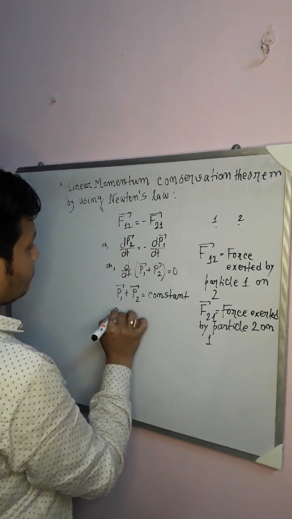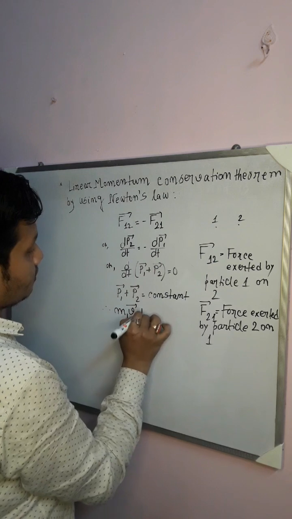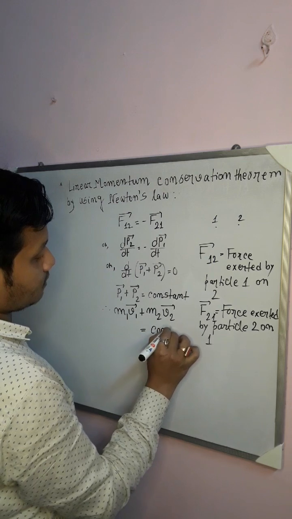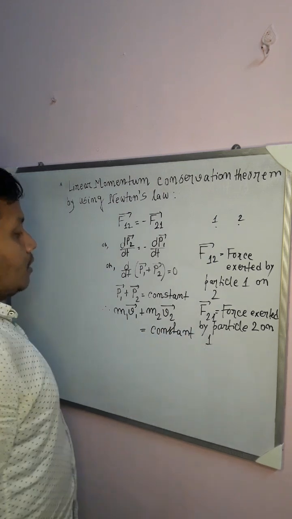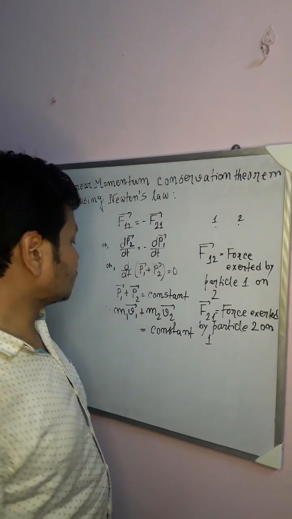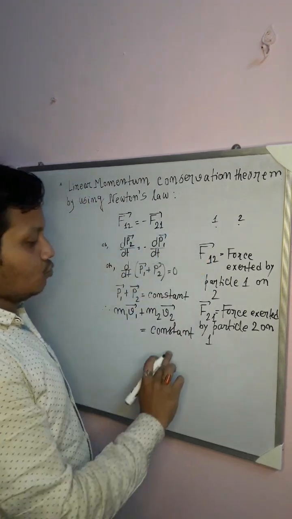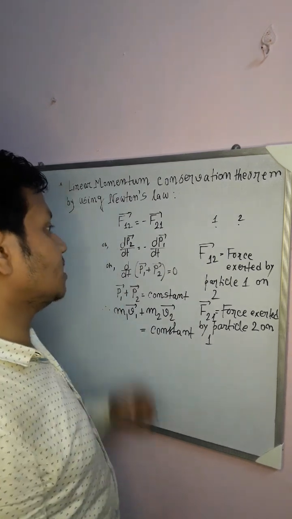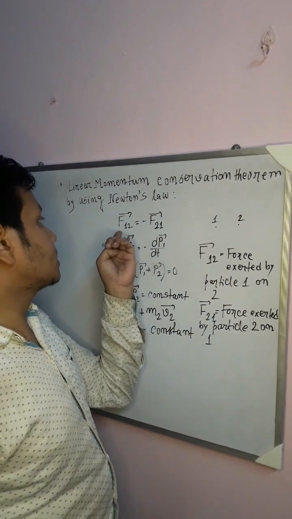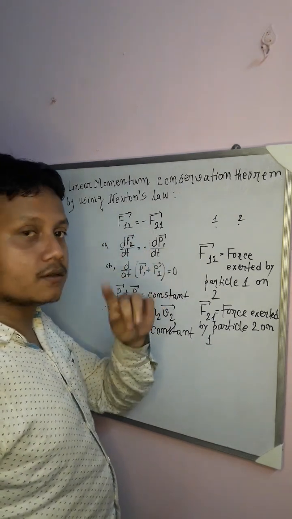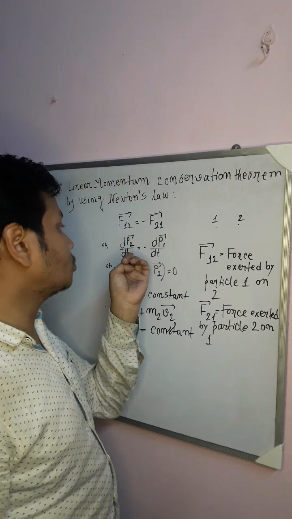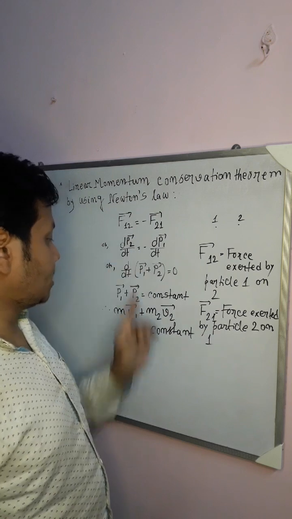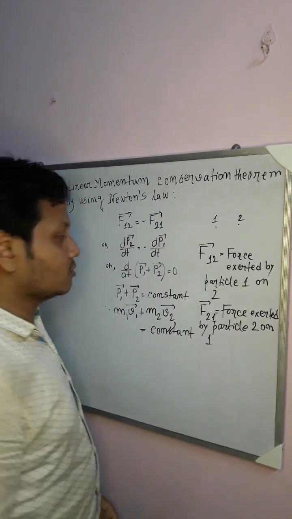And what is this? If mass is m1 and velocity is v1, so for a two particle system, this is constant. Okay, so we arrive at the linear momentum conservation theorem by using Newton's law. Okay, so this is the force exerted by one particle on 2, so due to this there will be a rate of change of momentum of particle 2, and similarly the same thing happens for the first particle. So by using Newton's law we have arrived at the linear momentum conservation theorem.